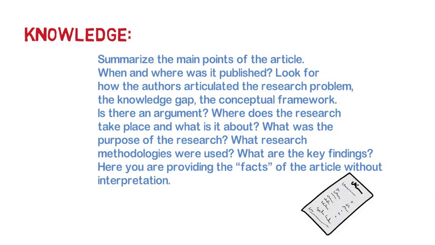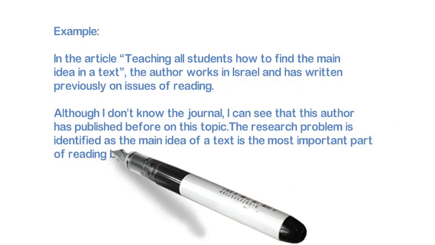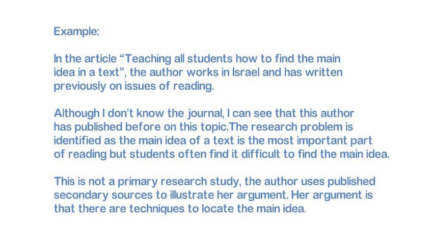So here's my example in my notes, teaching students to find the main idea in a text. In this article, the author comes from Israel and has written previously on issues of reading, because I looked that up. Although I don't know the journal, I can see that this author has published before on this topic. The research problem is identified as the main idea of a text that is the most important part of reading, but students find it difficult to find this main idea. It's not a primary research study, and the author uses secondary sources as evidence.